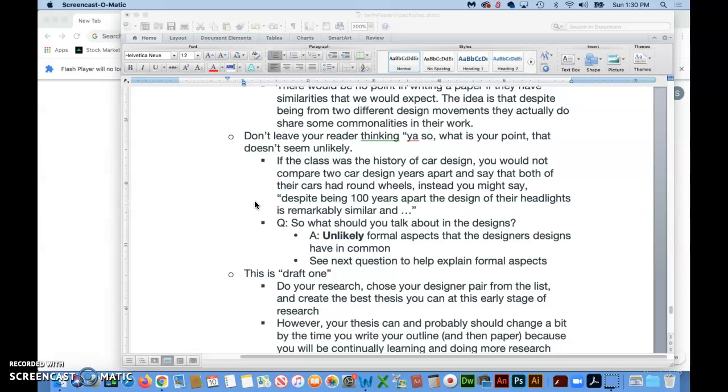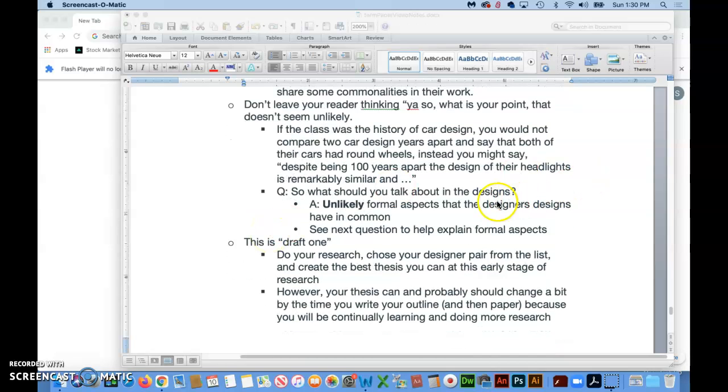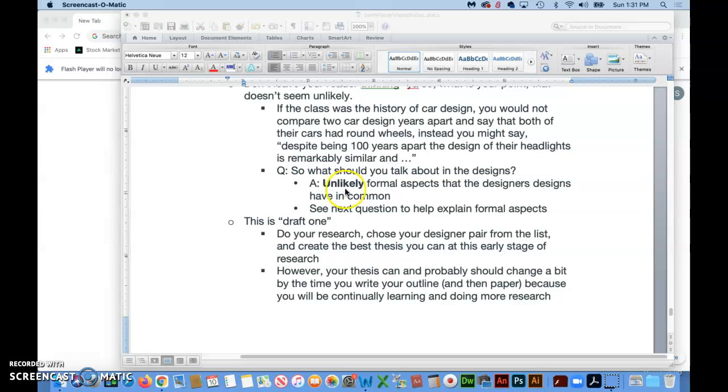Instead, you might say that despite these two designers being years apart in their design movements and their aesthetics and their philosophy, if you look at designer A's headlights in this car from 1920, and then we look at this one from 2020, we see that there's a remarkable similarity to the designs. Now that's interesting, right? So what should you talk about when it comes to the design of these graphic designers? You want unlikely formal aspects that the designers' designs have in common.